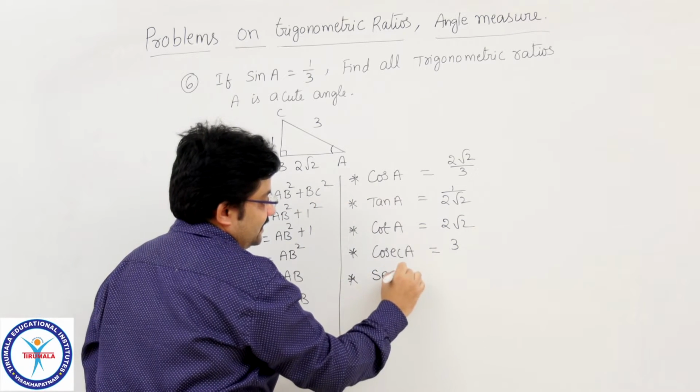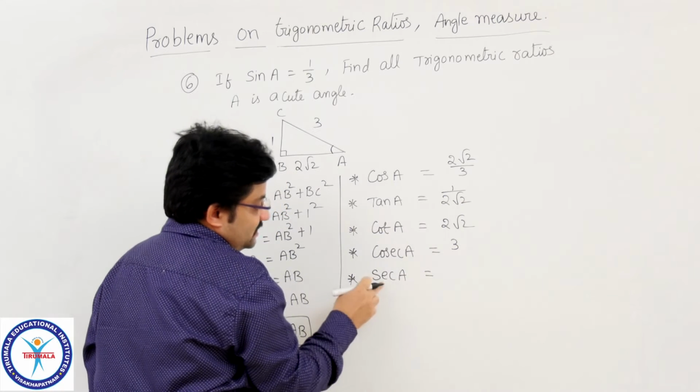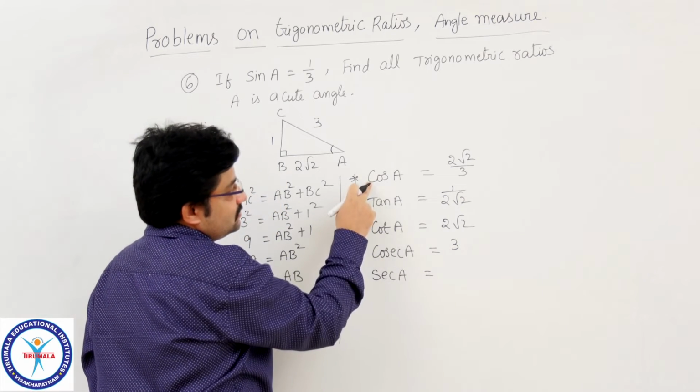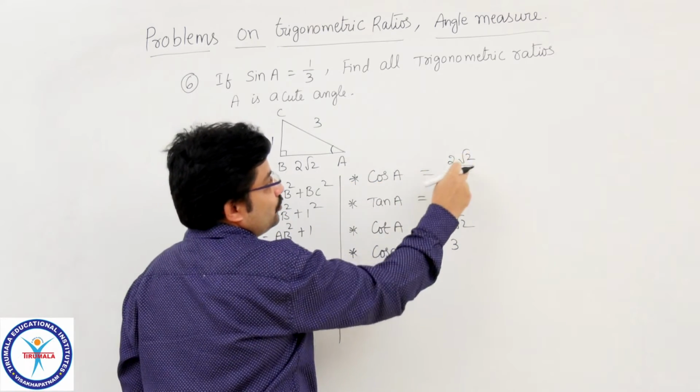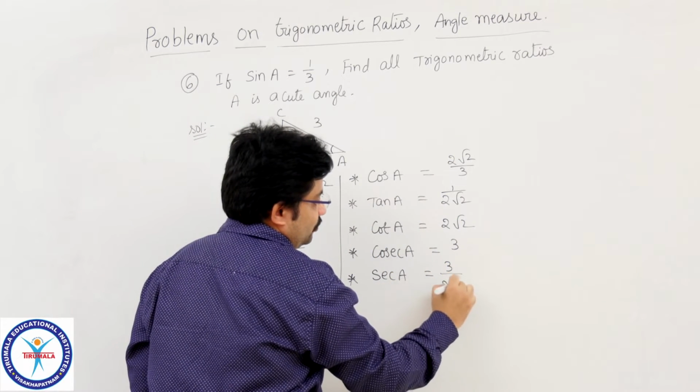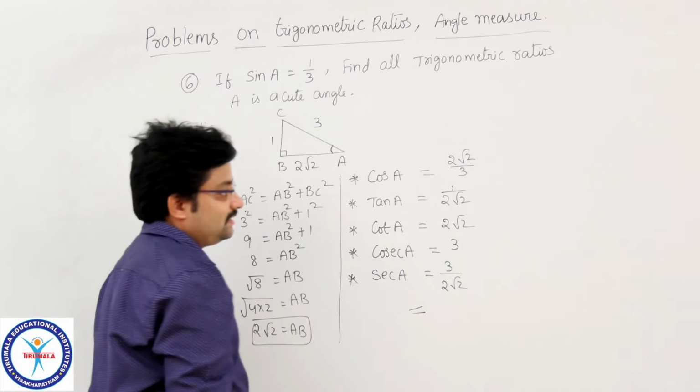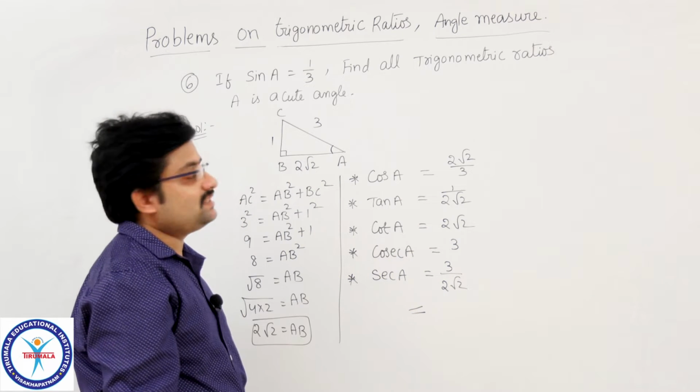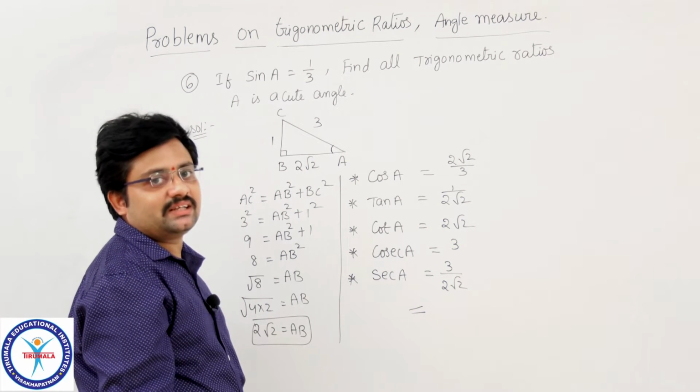Next one is secant A. The reciprocal of secant is cos. What is cos A? 2 root 2 by 3. Then secant A will be 3 by 2 root 2. So these are the other trigonometric ratios when sin A is equal to 1 by 3.